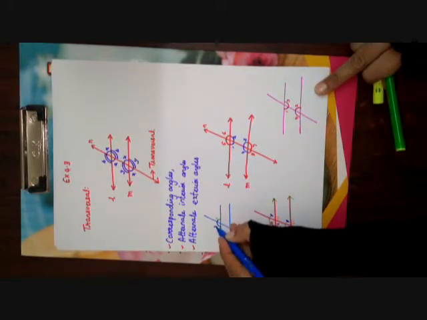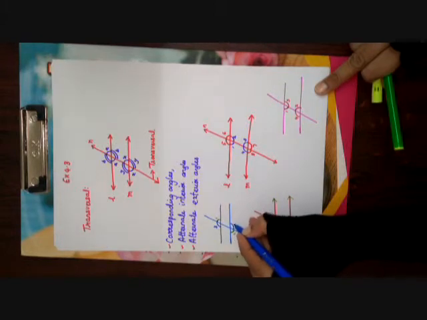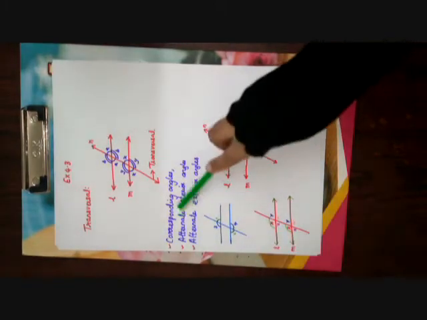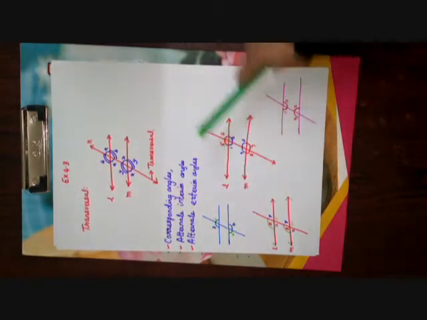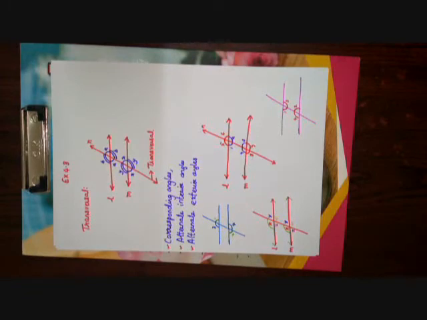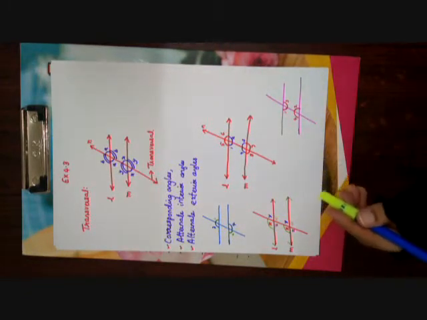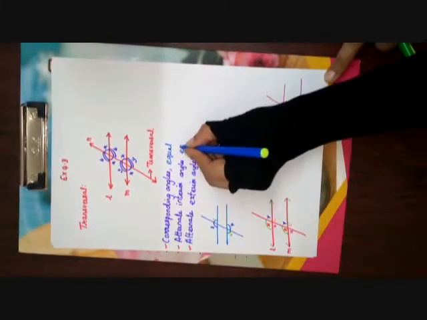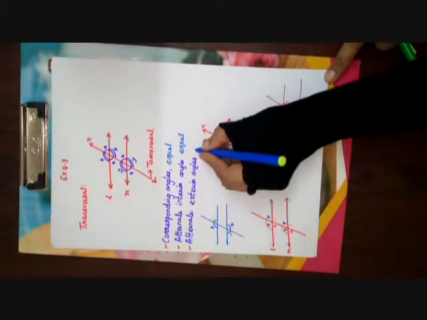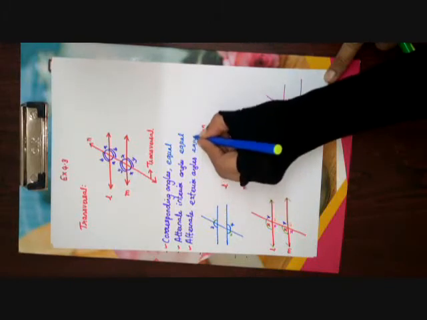Similarly, this is another set of alternate exterior angles. Is that clear, children? Have you understood corresponding angles, alternate interior angles and alternate exterior angles? Now, when a transversal cuts a pair of parallel lines, then corresponding angles will be equal, alternate interior angles will be equal, and alternate exterior angles will be equal.